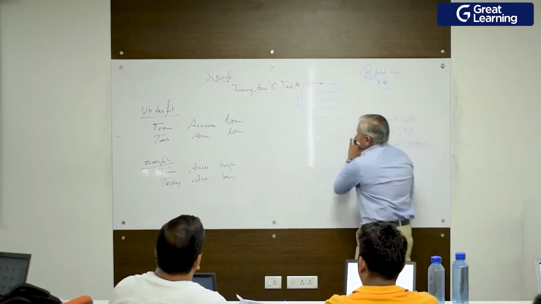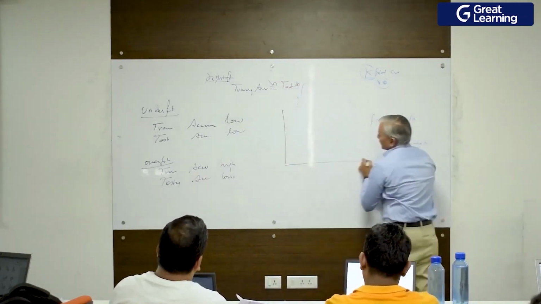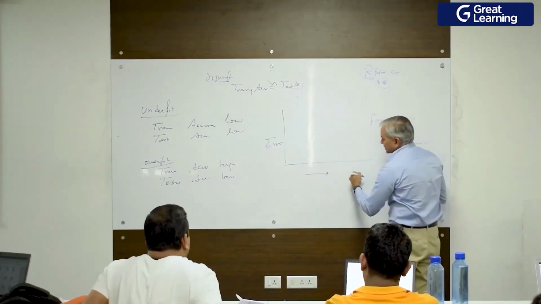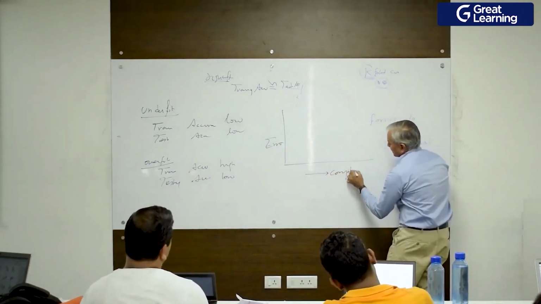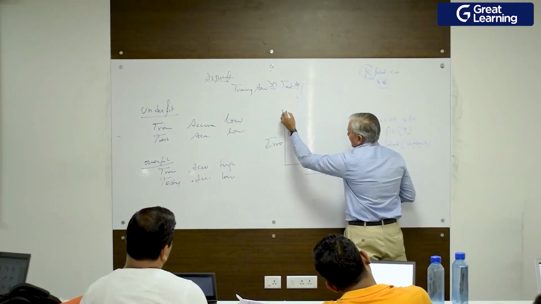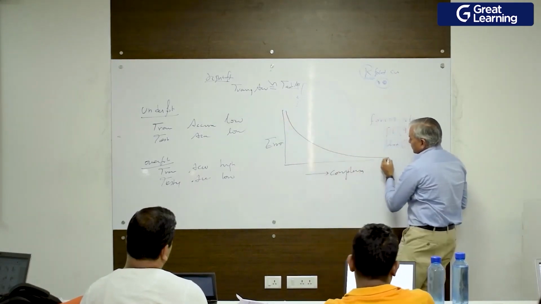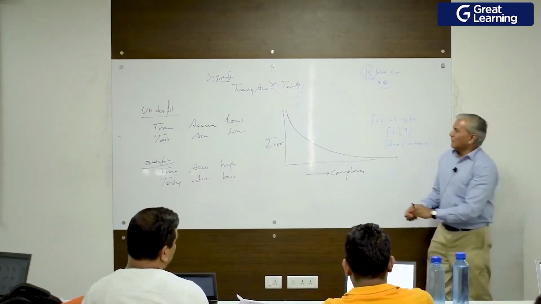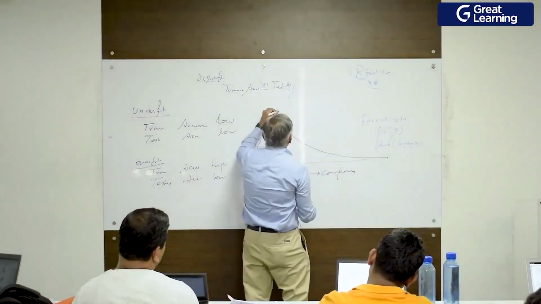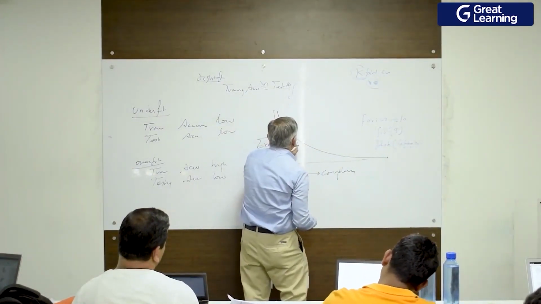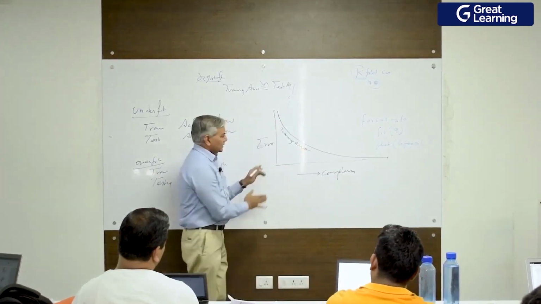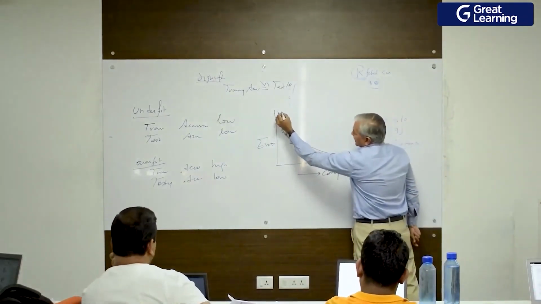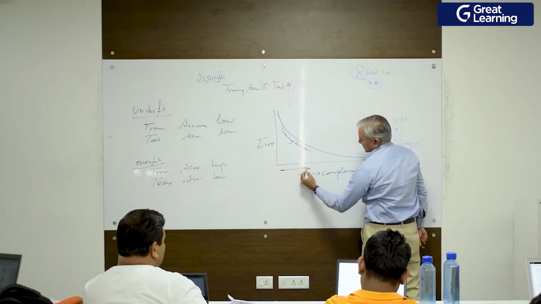If I plot a graph of errors against complexity, you will see that my training error comes to 0. Especially a decision tree will give you training error 0. As my complexity increases, training error comes to 0.